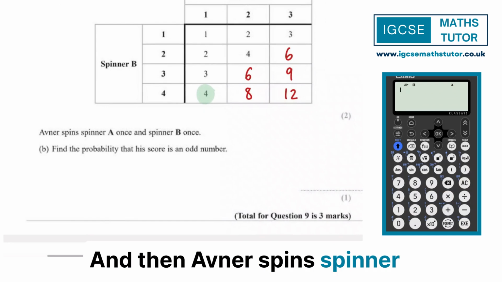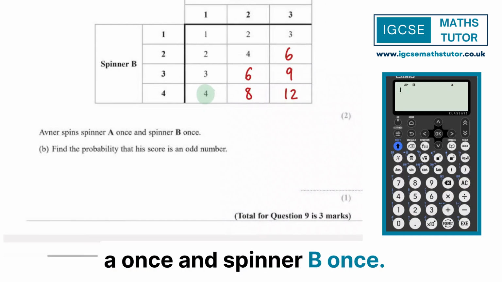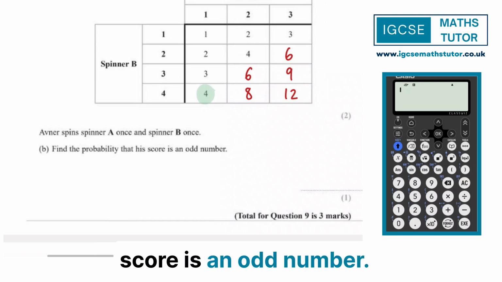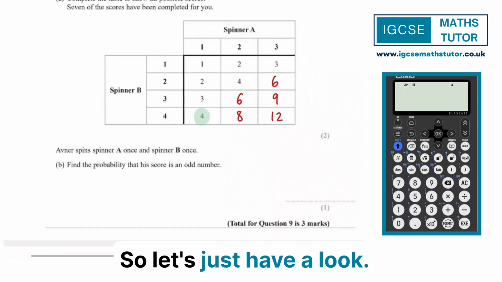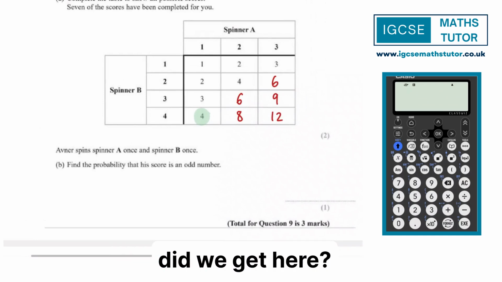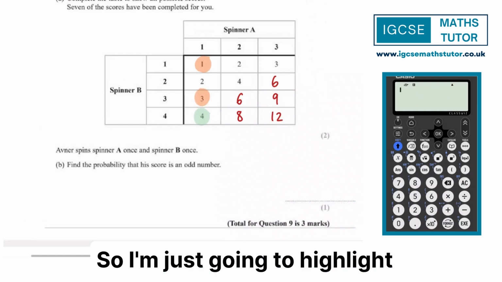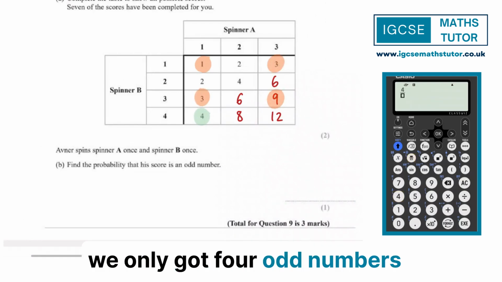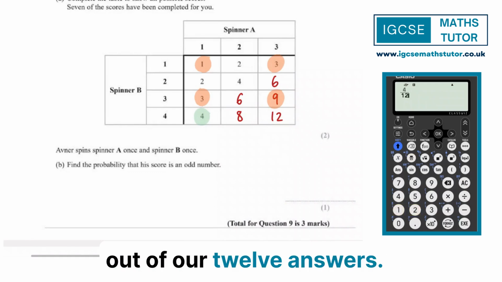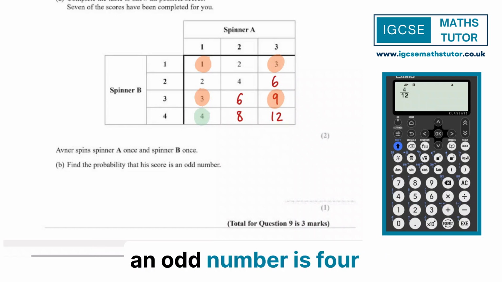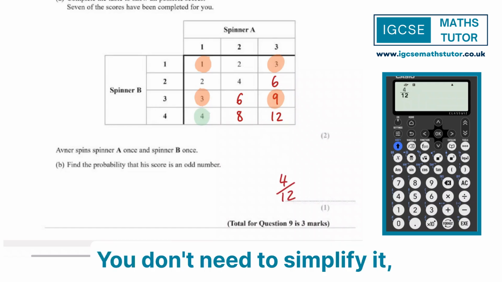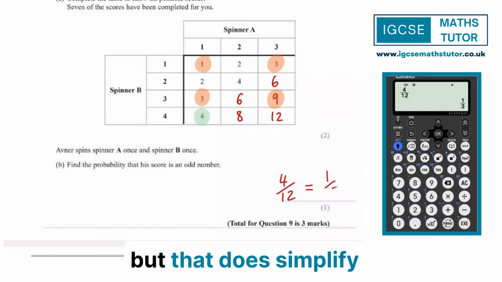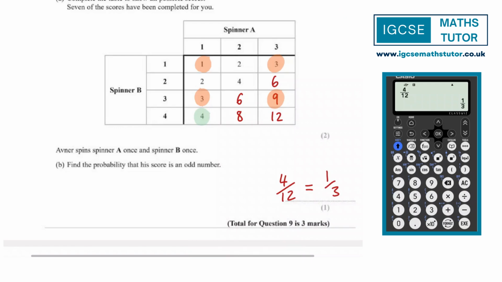And then Avner spins spinner A once and spinner B once. Find the probability that his score is an odd number. So let's just have a look. How many odd numbers did we get here? So I'm just going to highlight the odd numbers. So actually, we only got 4 odd numbers out of our 12 answers. So the probability of getting an odd number is 4 out of 12. You don't need to simplify it, but that does simplify to a third.